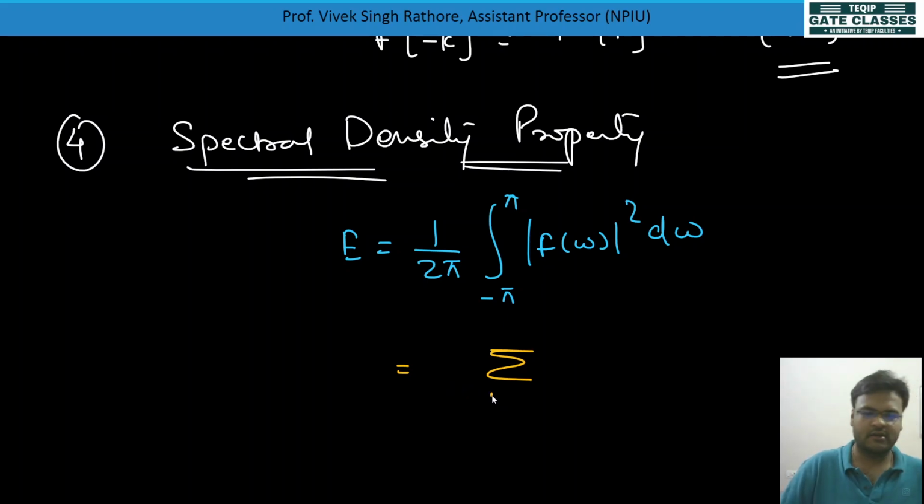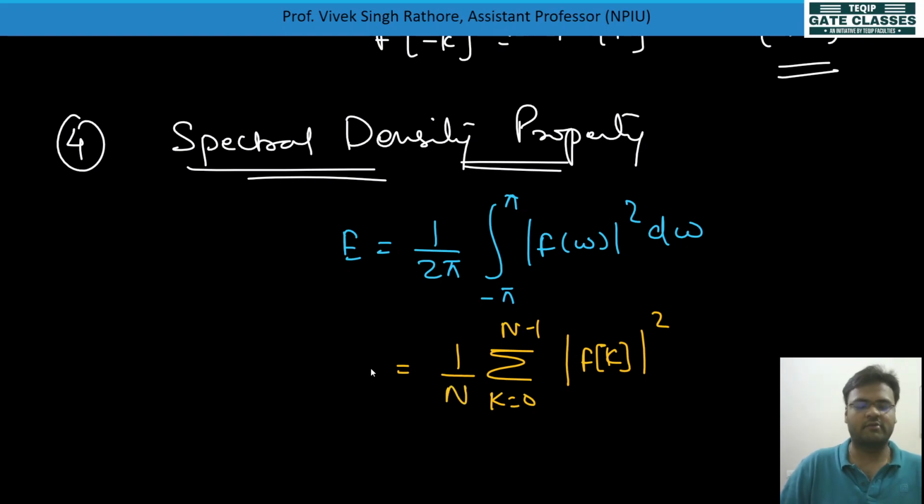Summation will be there from k is equal to 0 to n minus 1, and mod f of k square will be there, because of the square. And 1 by 2 pi means 1 by time period, as we have seen. Here the time period is 0 to n, so ultimately we get 1 by n. So this is your energy value. From this you can calculate the energy value.